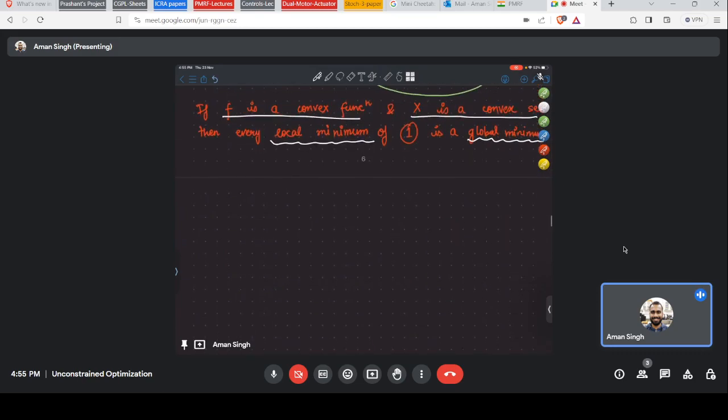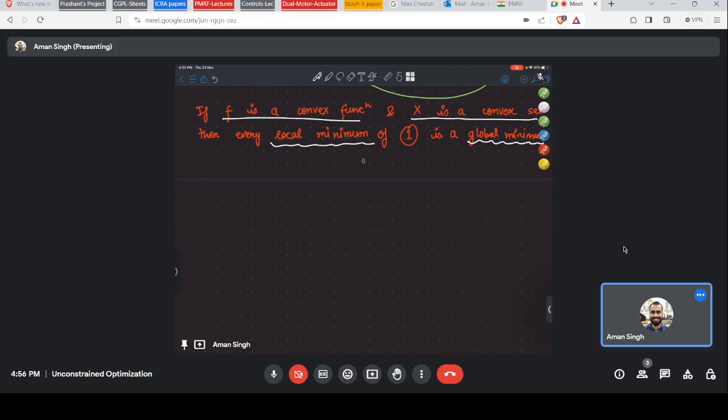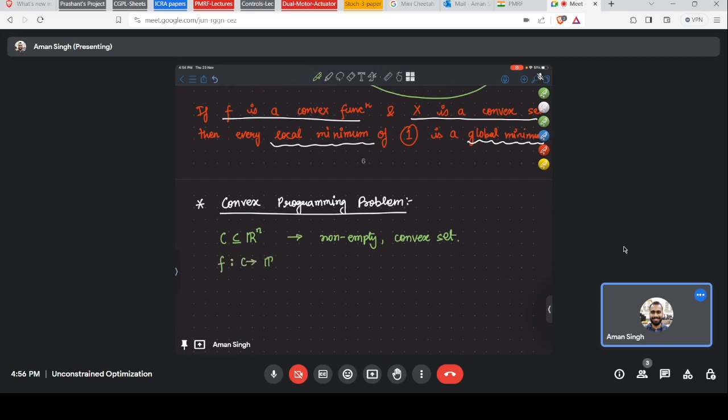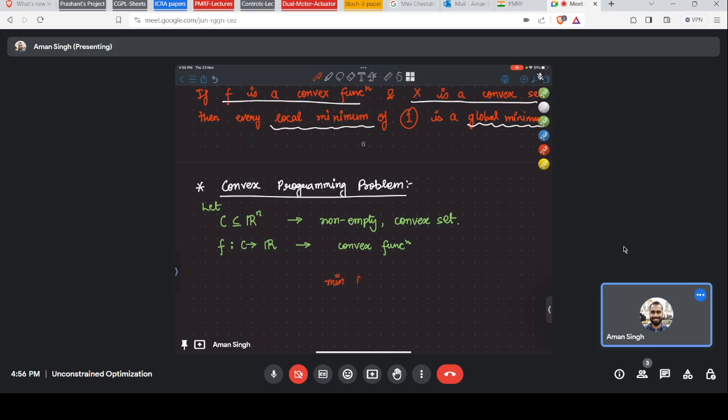Now, because this property is true, we call these kinds of problems by a name: convex programming problem. So let C be a subset of some real space Rn, a non-empty and convex set. And f from C to R be a convex function. Let's assume this too. Then the convex programming problem is given by minimization of f(x) subject to x belonging to C.